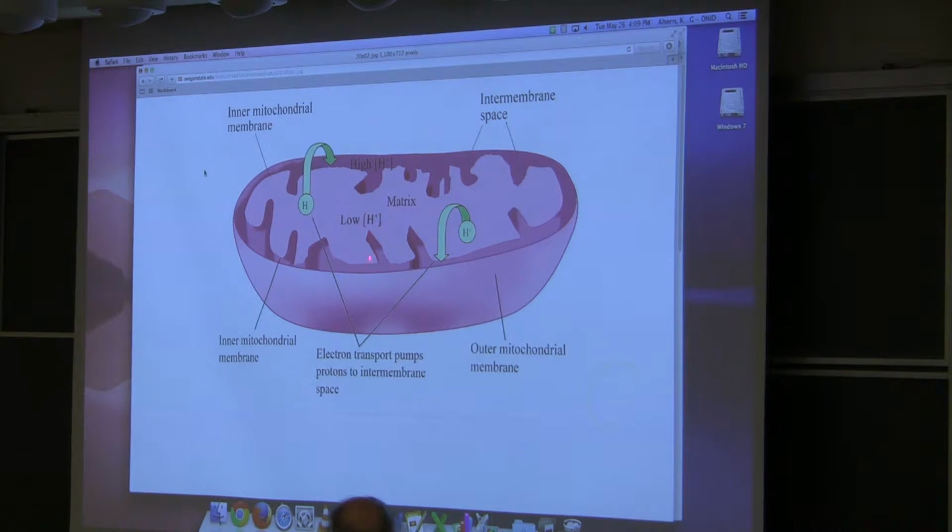These infoldings of the inner membrane that you can see here that I talked about earlier, I didn't give them a name, but I'll give them a name here, and that's known as cristae, C-R-I-S-T-A-E. Cristae are just the infoldings of the inner mitochondrial membrane that's there. Okay.